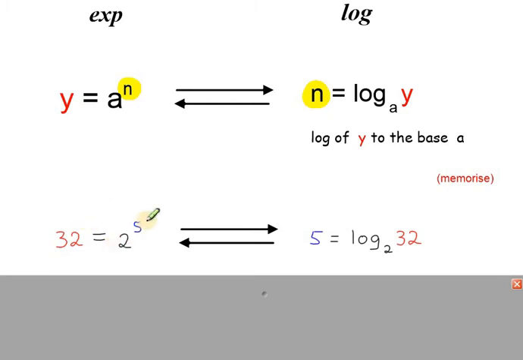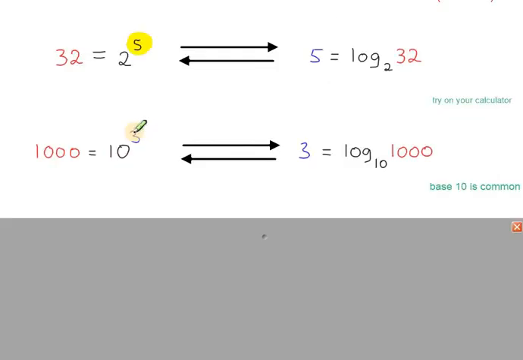Just like here, we've got 2 to the power of 5 is 32. So if this was unknown and we were looking for what 2 to the power of what gives 32, then the log of 32 to the same base, to the base 2, if you put that into your calculator, it will give you 5. It will give you the power. So logs are good for working out unknown powers. 10 to the power of 3 is 1000. Again, if this power was unknown, we can do the log of 1000 to the base 10, and the answer will be this unknown power here.